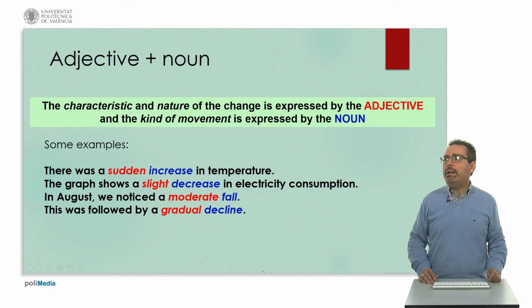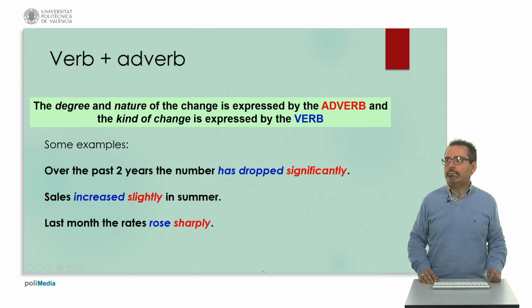There was a sudden increase in temperature. The graph shows a slight decrease in electricity consumption. In August, we noticed a moderate fall, or this was followed by a gradual decline. We can see that this is an extremely common structure to describe trends.